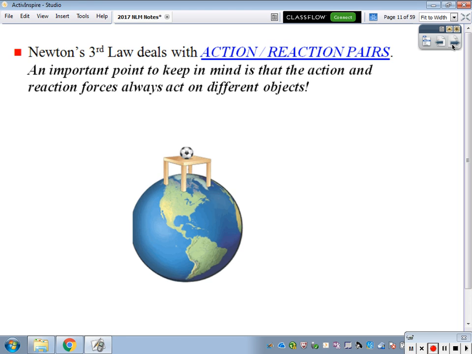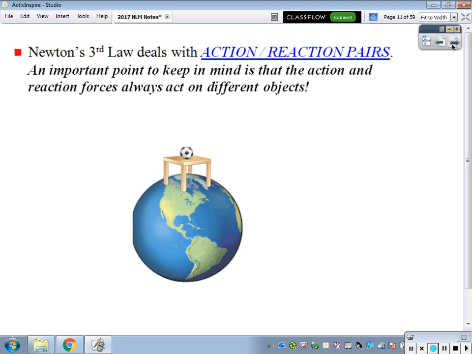So those would be the action and reaction force pairs. The action is the weight of the soccer ball pushing down, because if that's not there, the table's not going to push back. Okay? The reactive force is going to be the table pushing back up. Okay? Now, let's focus on the interaction between the table and the earth.